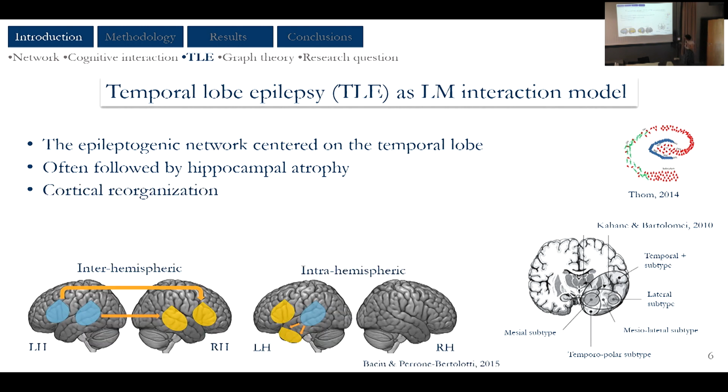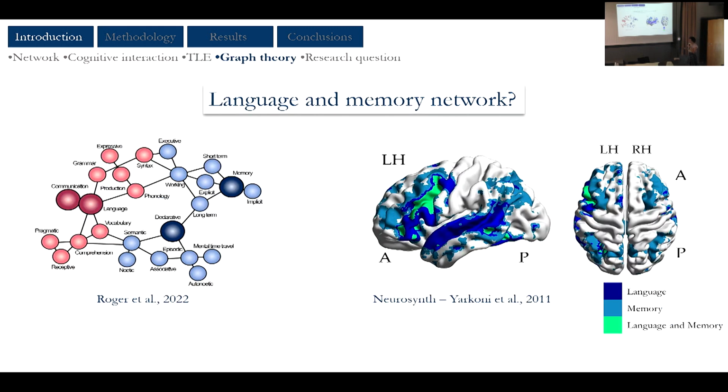Due to insult caused by epilepsy, they often show cortical reorganization within their functional networks. And finally, they have different language and declarative memory deficits. So to sum up, our idea is to study dynamical interaction between language and memory to see how it supports our everyday behavior. To do so, we study its joint cerebral network, and we use temporal lobe epilepsy as a model for studying this interaction.